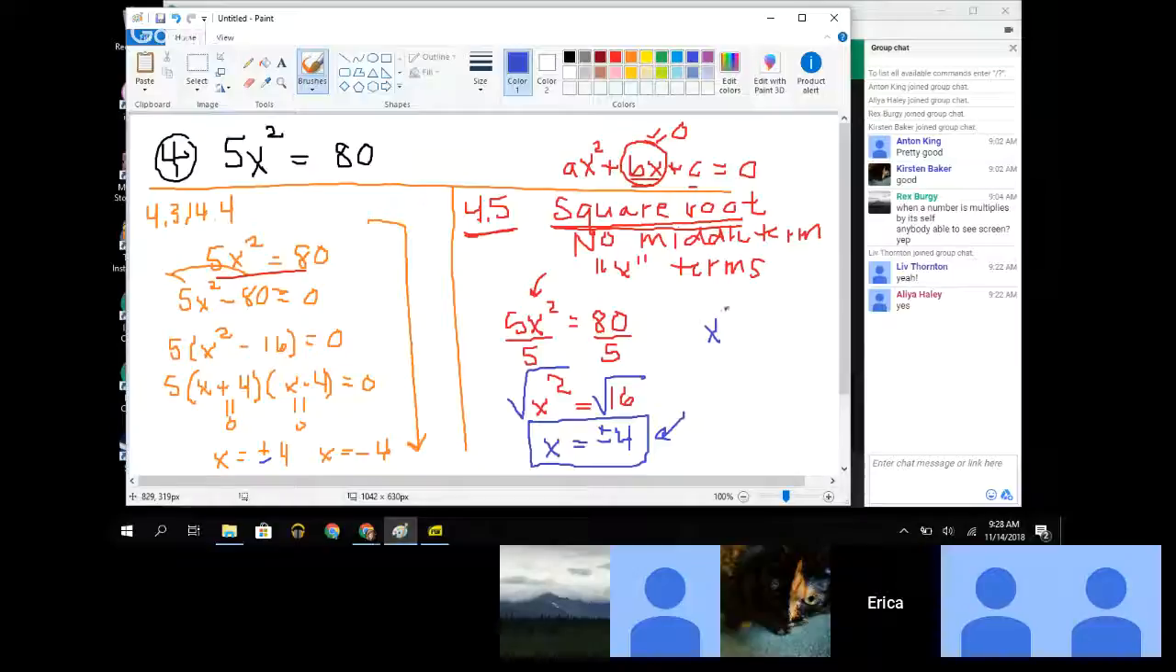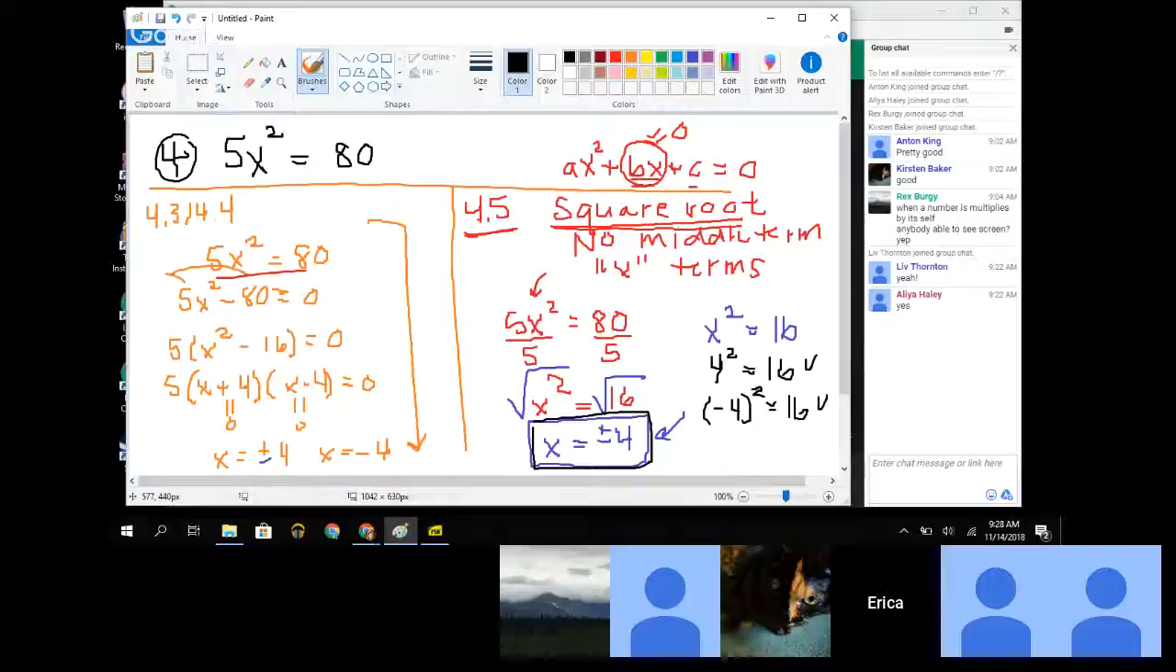If x squared equals 16, right? You guys are probably okay that if I put in 4 squared, that equals 16. So that's good, right? But also if I put in negative 4 squared, negative 4 times negative 4 is positive 16. So that works too. So that's why there's 2 solutions.